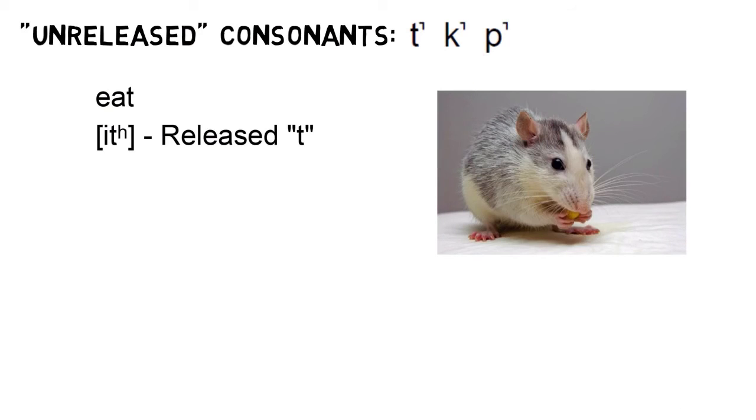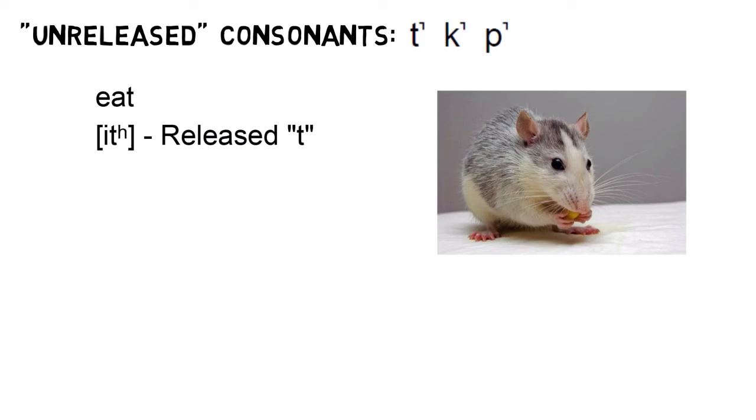Unreleased K, T, and P. We touched on this near the end of the last video, but we'll go a bit more in depth here. So let's talk about the English word eat. At the end of that word, much of the time you're going to put a fully aspirated T sound after it. Eat, t, eat. But sometimes you're not going to do that.